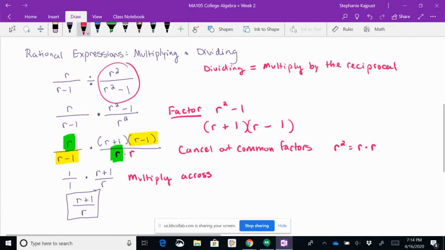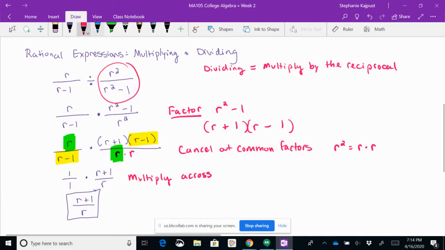Okay, so that is multiplying and dividing with rational expressions. It doesn't matter what the rational expression is, the steps are the same. If you're dividing, you have to turn it into multiplication. And then once you're at the multiplication step, you factor everything that you can, cancel things out that match, multiply everything that's left over, and then that's your final answer.